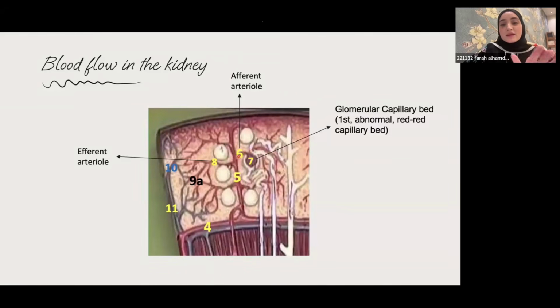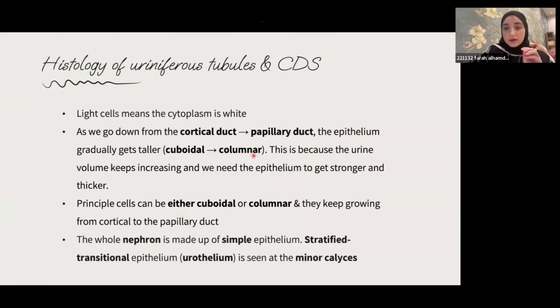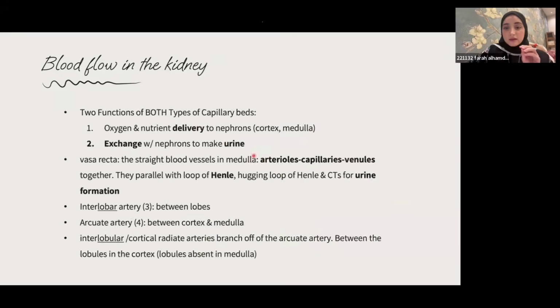So these are the afferent arterioles coming out of the interlobular arteries. The afferent arterioles move onto the renal corpuscle to make the glomerulus. So they branch into the glomerular capillary bed. However, in the glomerulus, let me show you something.